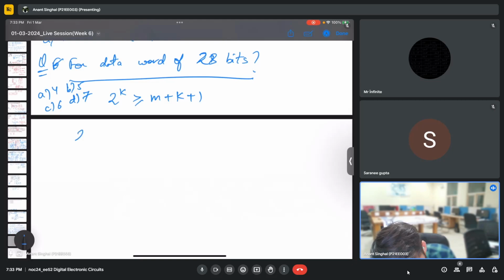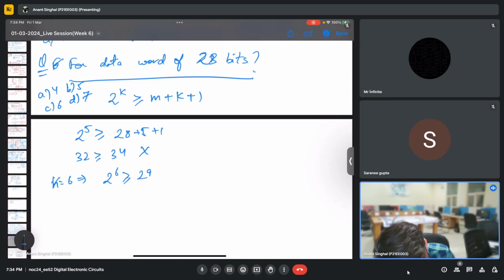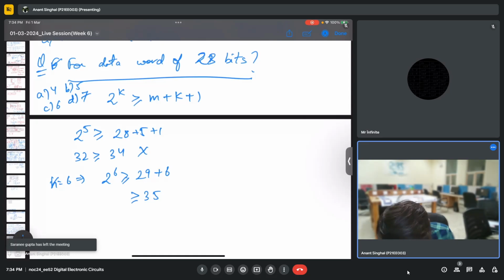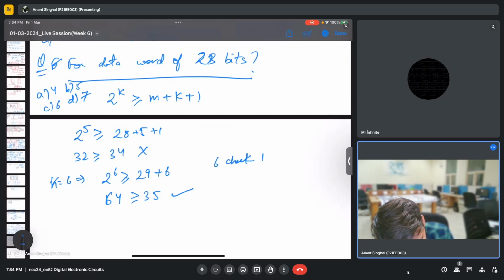So let me also try it out directly. For k equals 5, that we checked in the last options, it is 27 plus 5 plus 1. So 32 is greater than or equal to 33 is coming. So this is wrong. So we'll go for k equals 6. This will be 2 raised to the power 6 should be greater than or equal to 27 plus 6 plus 1, that is 34, and 2 raised to the power 6 is 64, which is correct. So here 6 check bits are required.